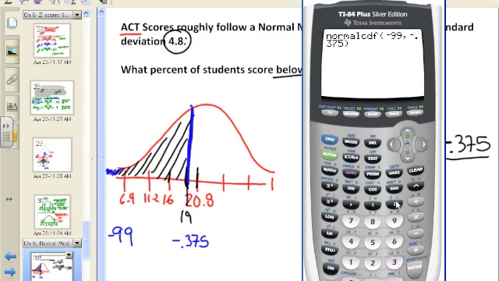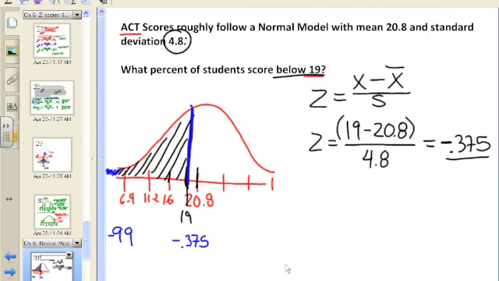And I'll close my parenthesis. And then all I have to do is push enter, and it gives me the percentage. It's amazing. Miracle. So I have 0.35, oh, if I round that off, 0.354, that's 35.4%. So I'm going to go ahead and write that down.